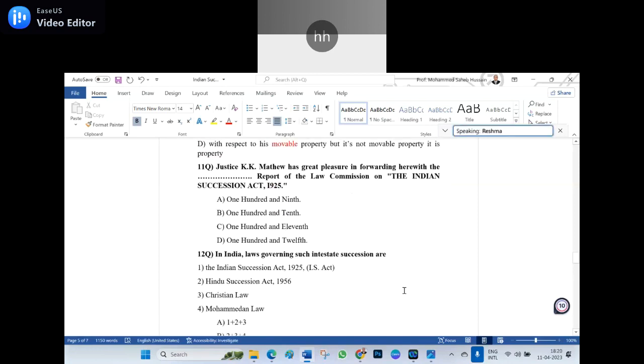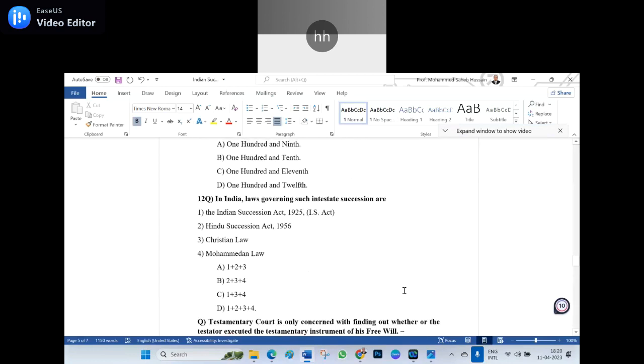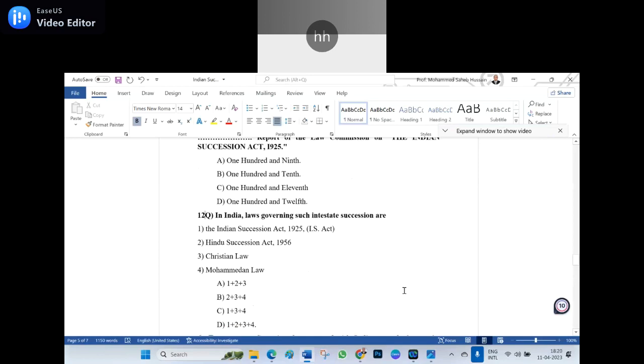The 12th question. In India, laws governing such intestate succession are: number 1, the Indian Succession Act; number 2, Hindu Succession Act; number 3, Christian law; number 4, Mohammedan law. Options: A, 1 plus 2 plus 3; B, 2 plus 3 plus 4; C, 1 plus 3 plus 4; D, 1 plus 2 plus 3 plus 4. D, sir. 1 plus 2 plus 3 plus 4. Wrong.